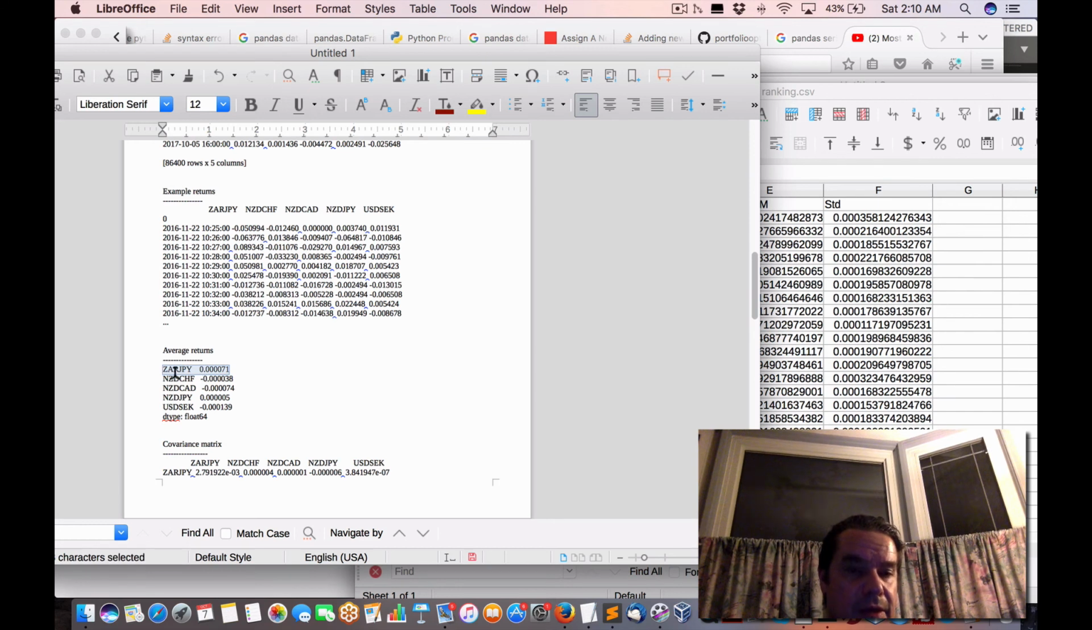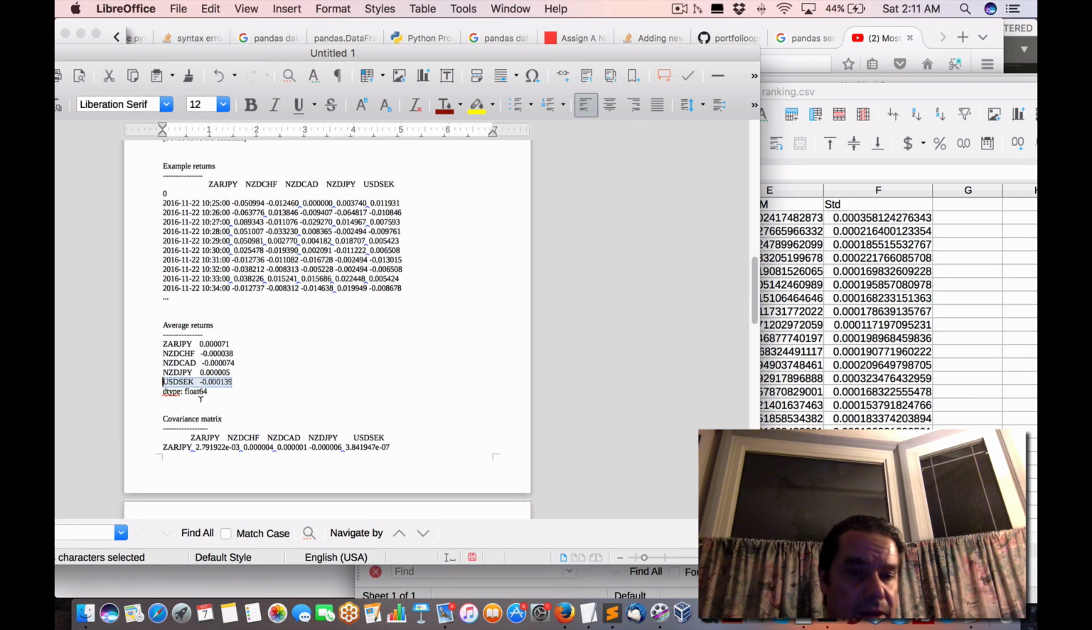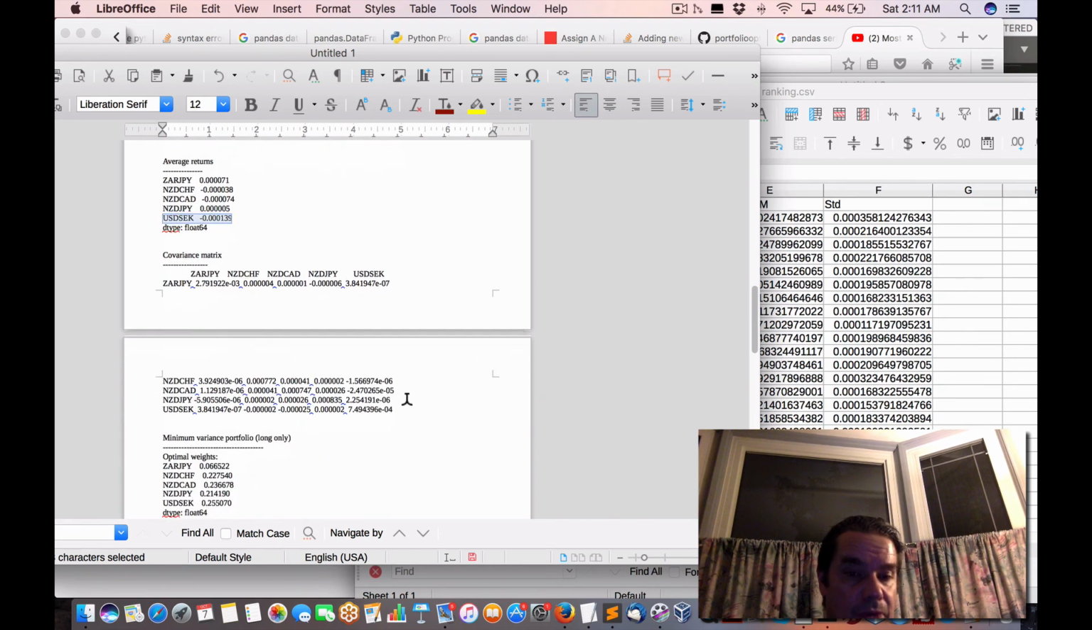We have the Rand, Japanese yen giving a positive average return. We also have a negative on the New Zealand Swiss franc, negative on the New Zealand Canadian dollar, but we have a positive for the New Zealand Japanese yen, and again a negative average return on the USD Swiss kroner. So these covariants can be important.